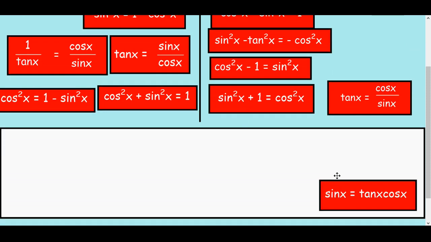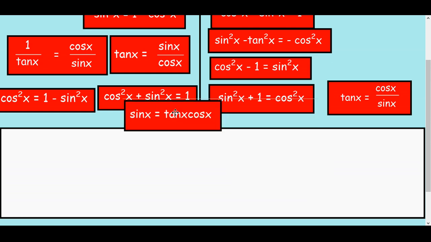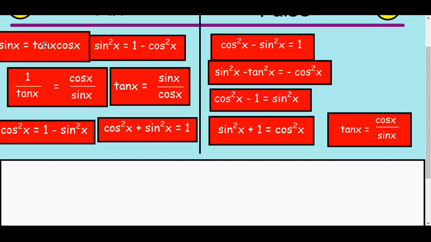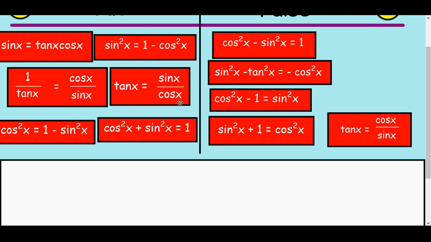And the last one here, sine x is equal to tan x cos x. No, it was multiply up by the cos x. Yep, that's true. So tan x cos x equals sine x. That's true there. So fire that over there. Okay, in the next lesson we'll look at more how to use these and how to solve some trig identities.